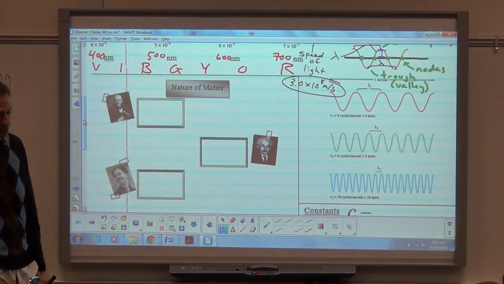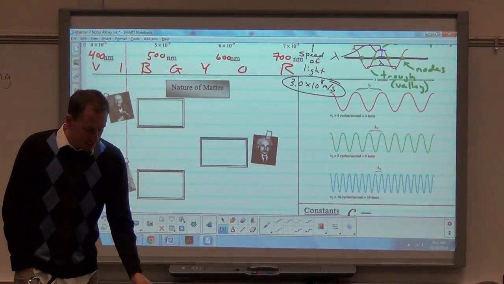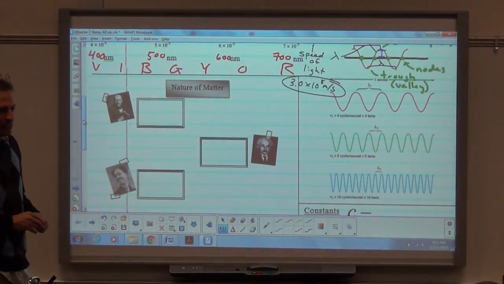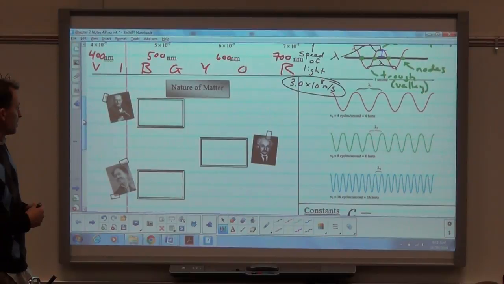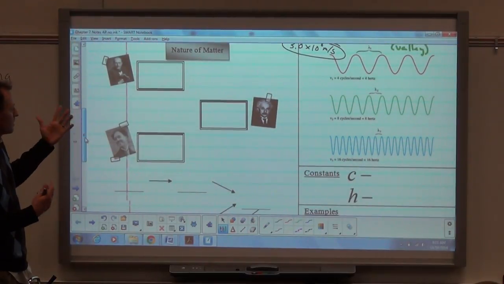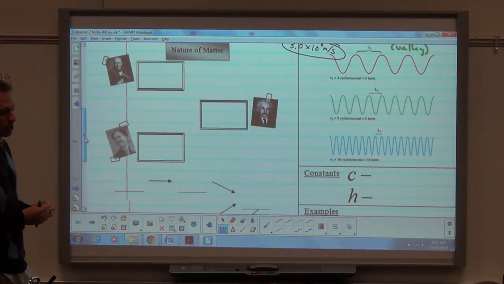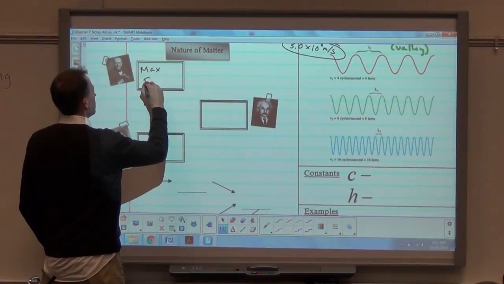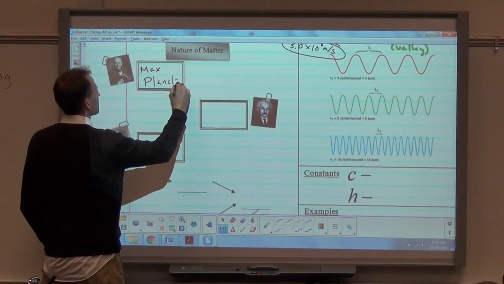So where does this all come from? Some of this stuff's really important. Some of it's just, well, it's all important, but it's interesting to kind of go back. Some of these names will come up, so we kind of need to know. So I thought this was kind of an easy way, a nice little flow chart that we can make. So we're going to learn about three scientists quickly. The first one, you've heard his last name before. Max Planck. I have heard Planck as well.